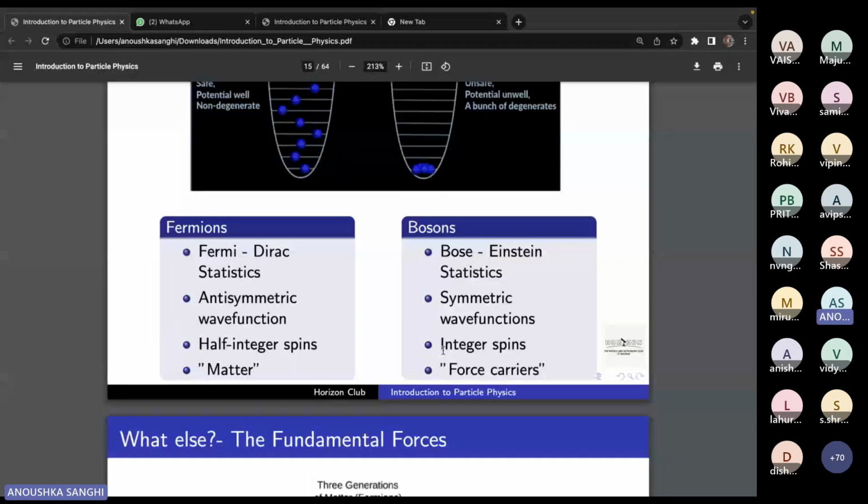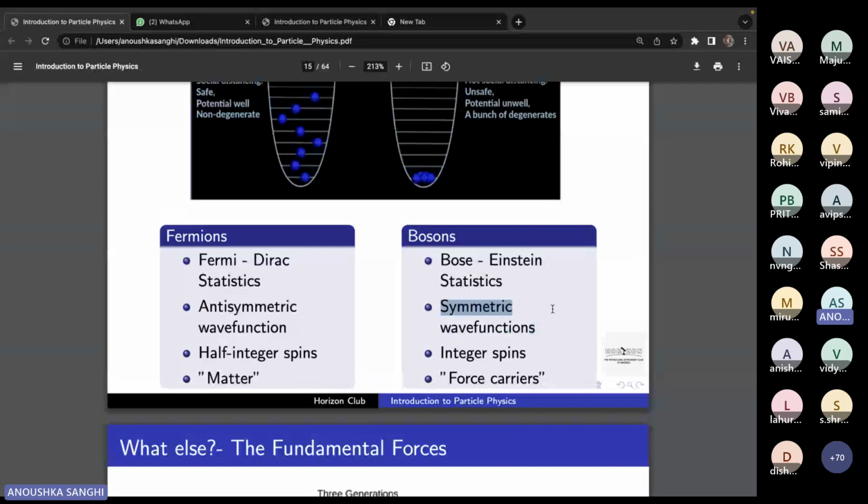So, symmetric and anti-symmetric wave functions. Now, in a multi-electron system, suppose you have some psi which is a function of R1 and R2, and if you interchange R1 and R2, psi(R1, R2) equals psi(R2, R1). This means psi remains the same even if you change the coordinates, which shows a symmetric wave function. These symmetric wave functions are seen in bosons.